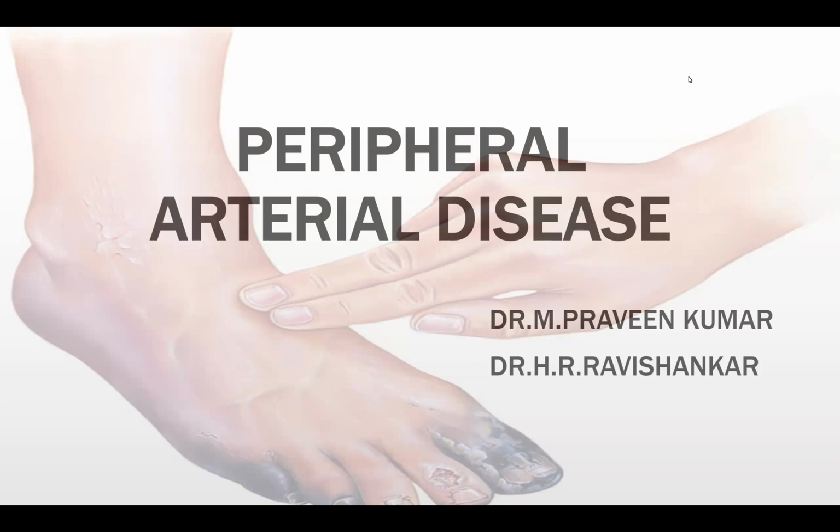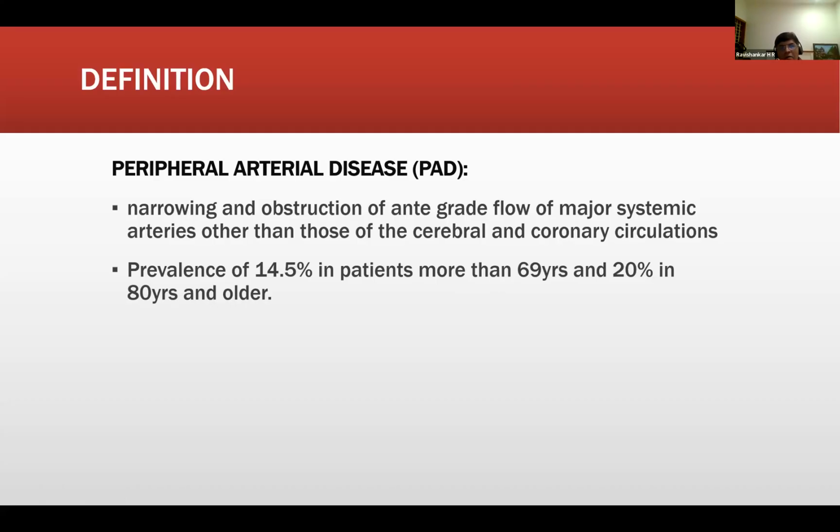Today, the topic of discussion is peripheral arterial disease. Peripheral arterial disease can be defined as narrowing and obstruction of antegrade flow of major systemic arteries other than those of cerebral and coronary circulations. Prevalence is around 14.5% in patients more than 69 years of age and around 20% in 80 years and older.